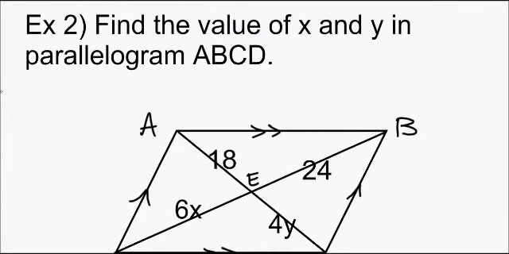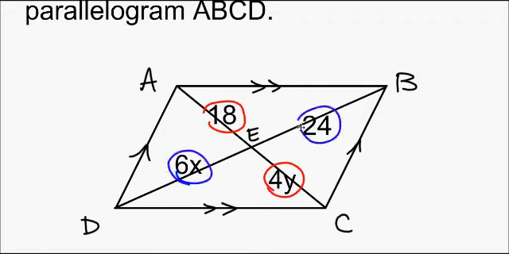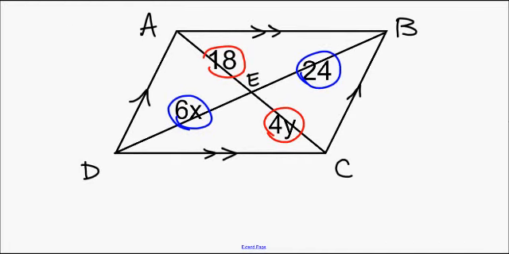Example 2, find the value of x and y in parallelogram ABCD. Okay, so we have parallelogram ABCD with E. Remember, E is the midpoint of each diagonal. So that means that 18 and 4y are congruent, and 6x and 24 are congruent. So let me set up those equations. 18 equals 4y, and 24 equals 6x.